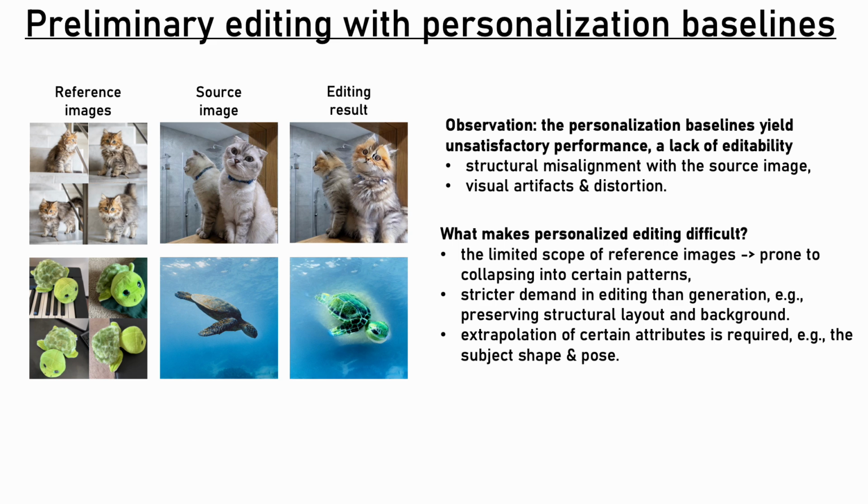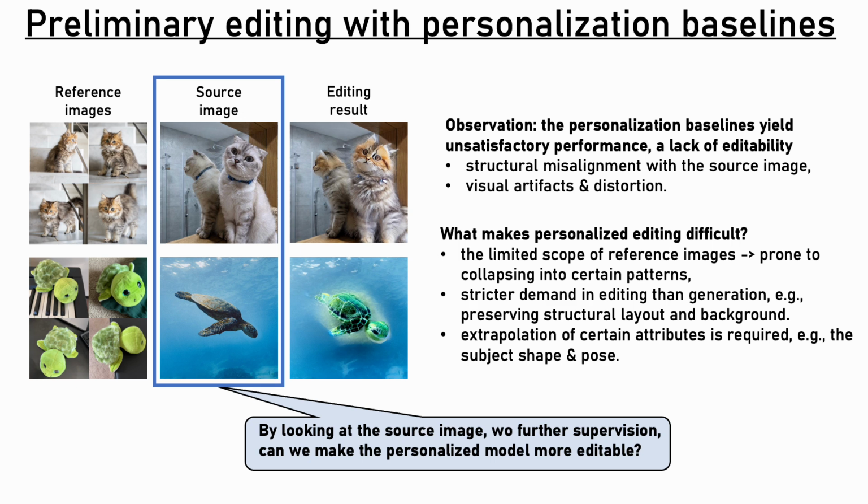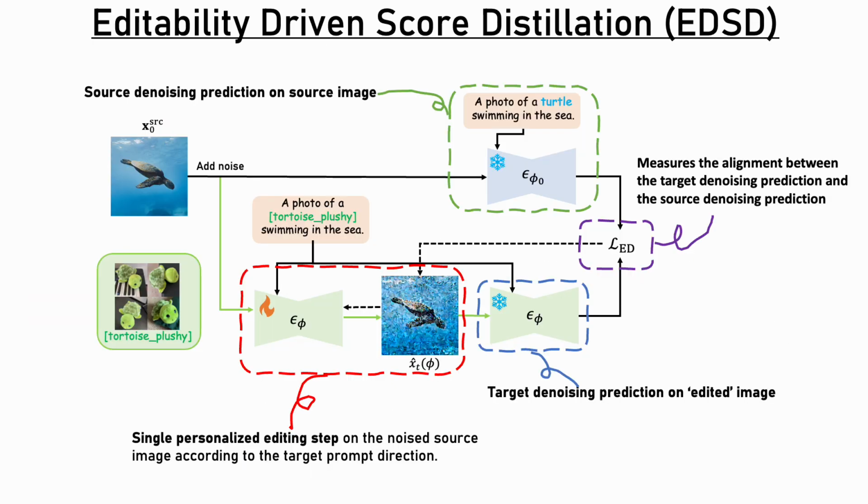To solve this problem, our main idea is, by looking at the source image, without further supervision, can we make the personalized model more editable? Our main strategy is EDSD, Editability Driven Score Distillation, which fine-tunes a personalized diffusion model for better editability on a given source image. The key insight is that a good editing step should lead to improved denoising performance. For a given source image, the source diffusion model has better denoising capability than the personalized one, as it is less biased to the reference images.